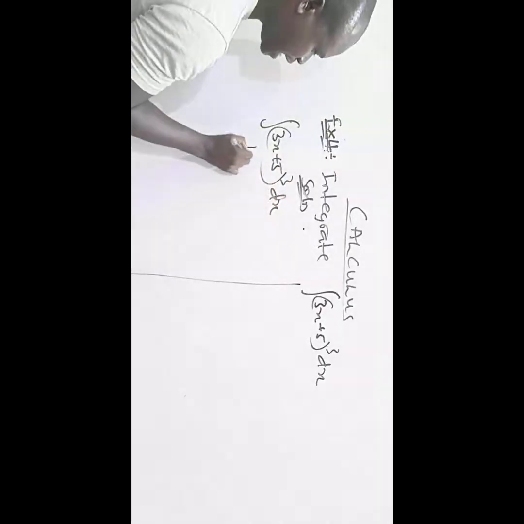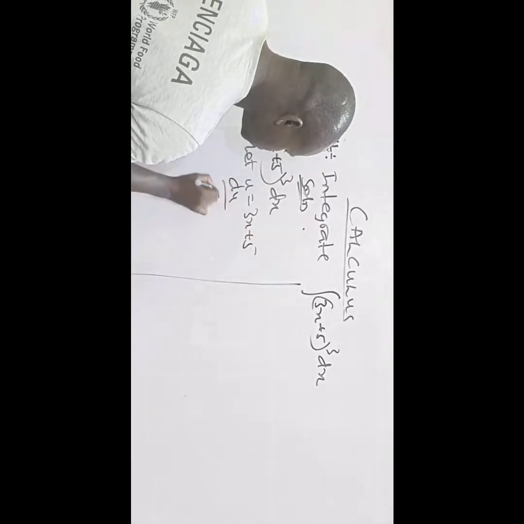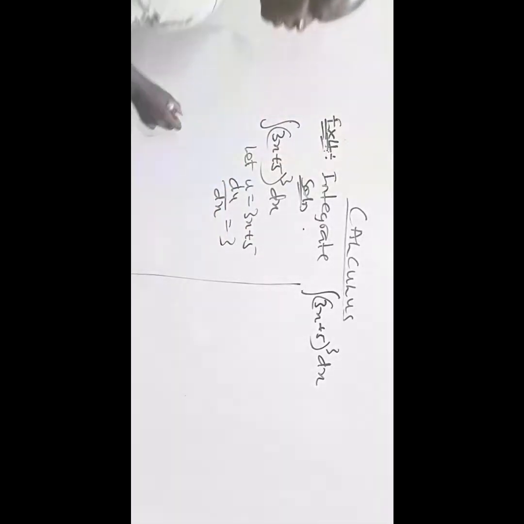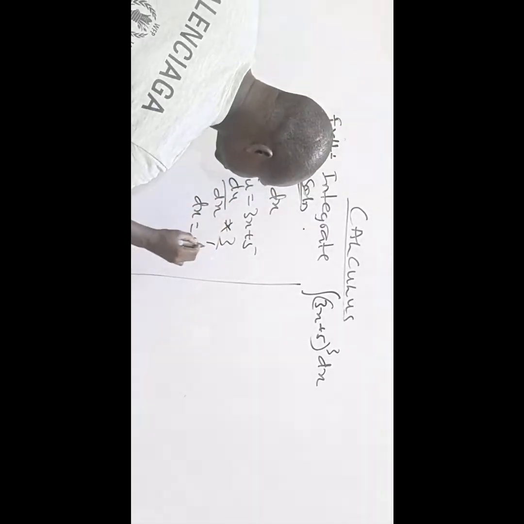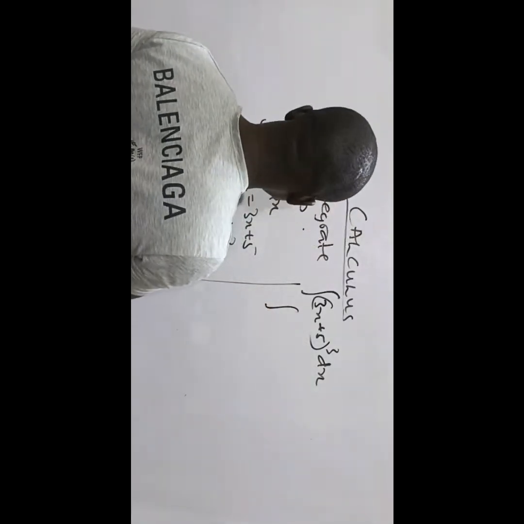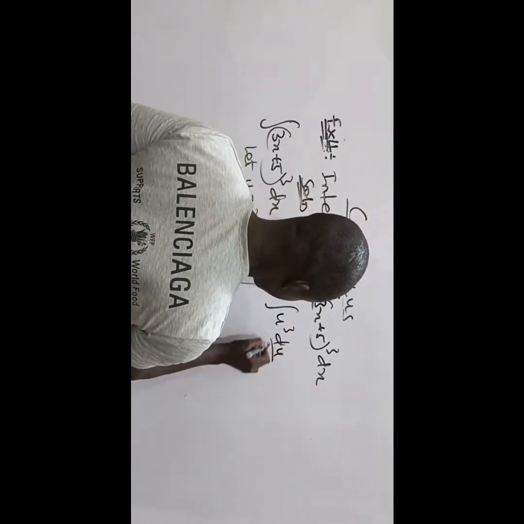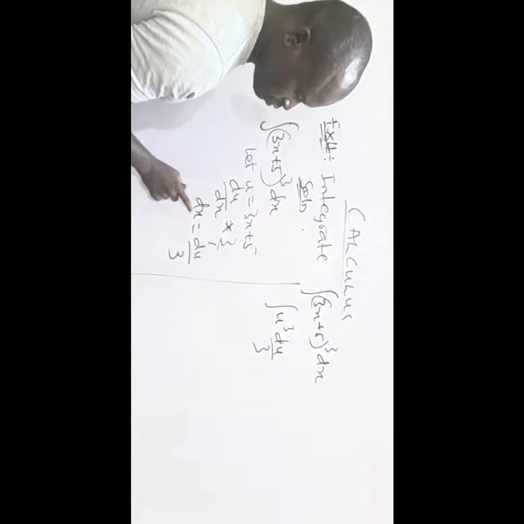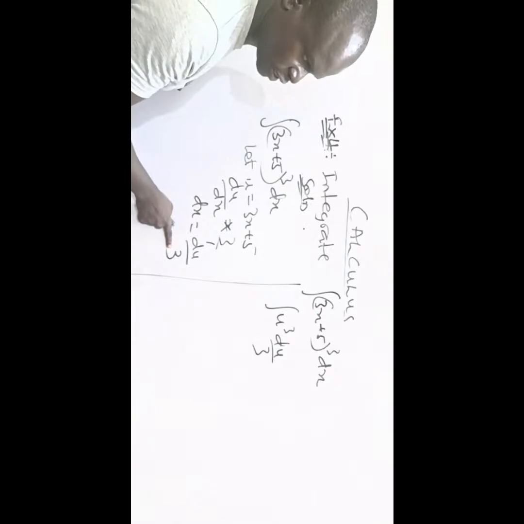We say let u is equal to 3x plus 5, so that du/dx is equal to 3. If you cross multiply here, dx will be equal to du all over 3. Then we go back to the equation. We have represented 3x plus 5 as u. We now have u cubed du all over 3. When we represent u as what you have in this bracket, this is what you are going to get.